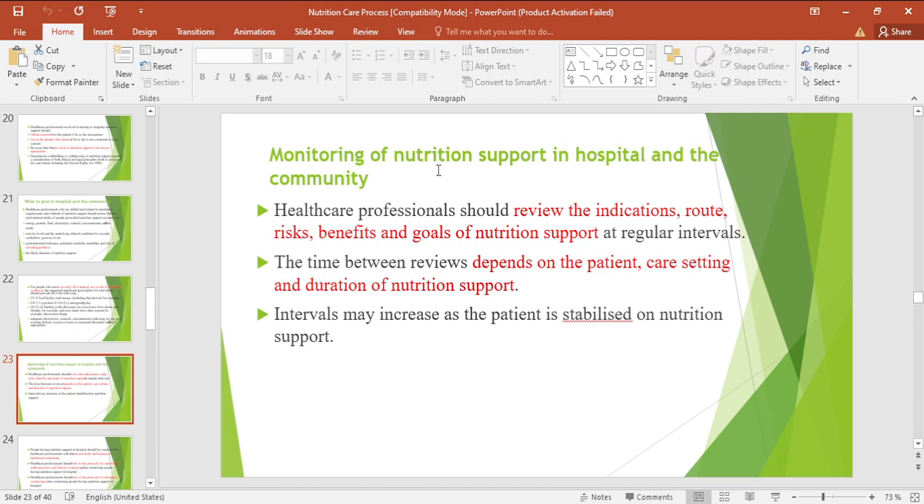So, how do we monitor nutrition support in the hospital and the community? Here we find that the health professional should review the indications, the routes, the risks, benefits, and the goals of the nutrition support at regular intervals. The time between reviews also depends on the patient care, the setting, and the duration of the nutrition support.